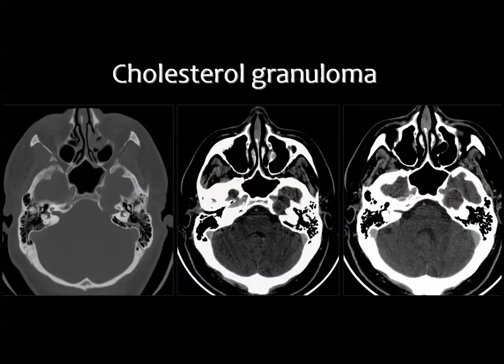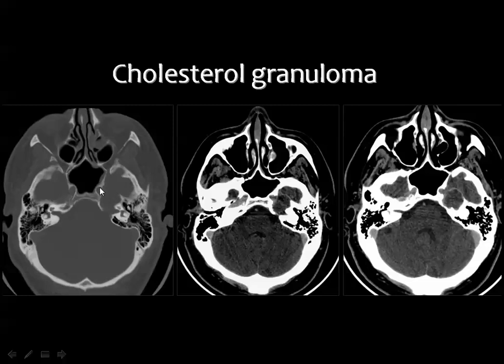Then this is what we call cholesterol granuloma, which is also a lesion occurring at the apex of the petrous bone, but it is totally different from apical petrositis. In this lesion, you can see an expanding osteolytic lesion involving the apex of the petrous bone on the left side. This lesion usually contains cholesterol, meaning that it will show some hypodensity on the CT scan due to the presence of fat, and it will show hyperintense signal in both T1 and T2 weighted images.